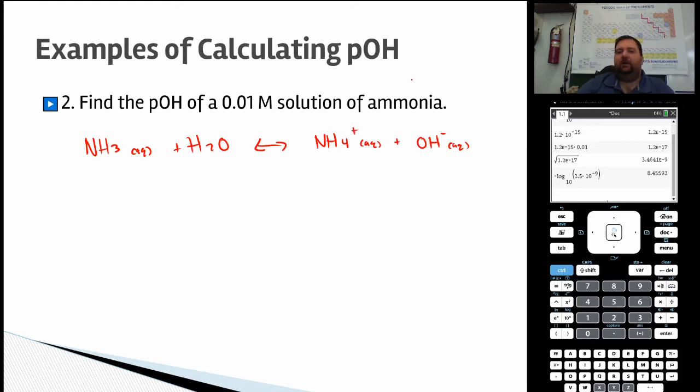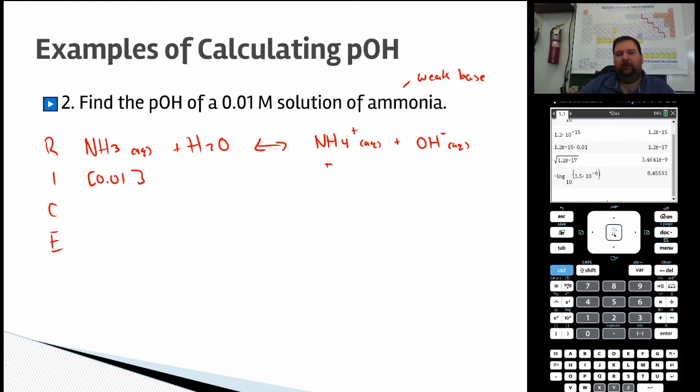Now what do we know here? We know still this is a weak base. And why do I know that? Because when I look at the Kb value, it's very small. It's times 10 to the negative 5. So how do I do this now? Well, same thing. We do a RICE table. I know that I'm starting off with 0.01 molarity.